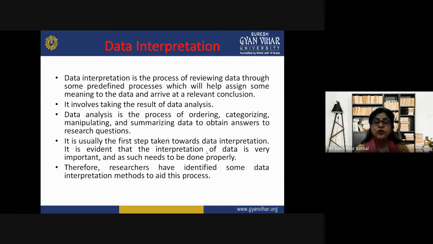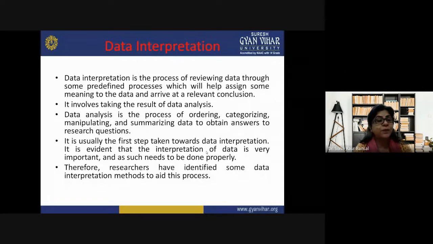Manipulating. You have to be manipulative while doing your research. Sometimes it is maybe due to the type of error that is occurring in data collection. And then summarizing data to obtain answers to research questions. So students, it is usually the first step taken towards data interpretation. It is evident that the interpretation of data is very important and as such needs to be done properly. Therefore, researchers have identified some data interpretation methods to aid this process.